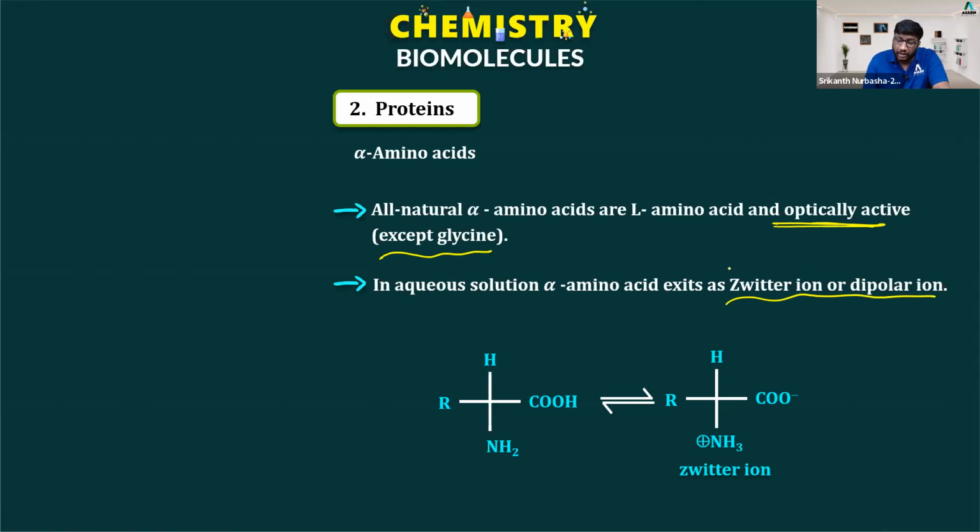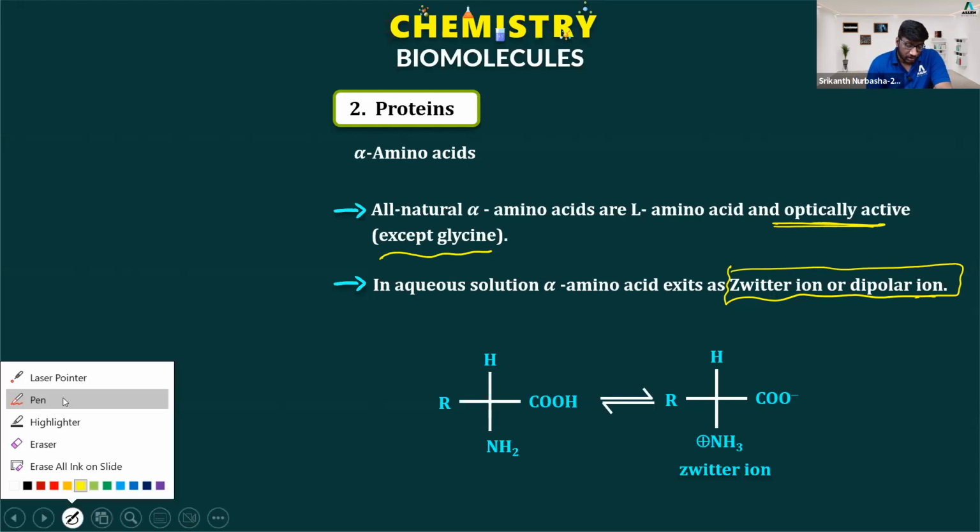Where have you seen the zwitterionic form earlier? Anyone remember? In the sulfonation of aniline, sulfanilic acid, with NH2 and SO3H, exists in the zwitterionic form. Just to go through that.